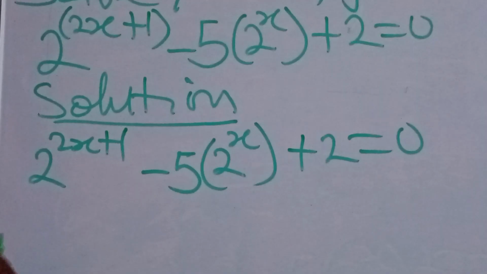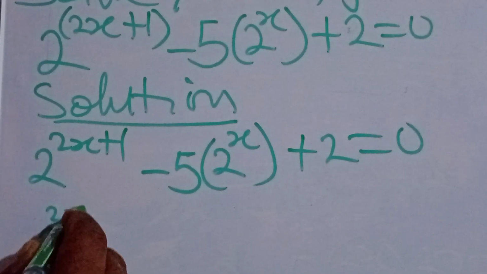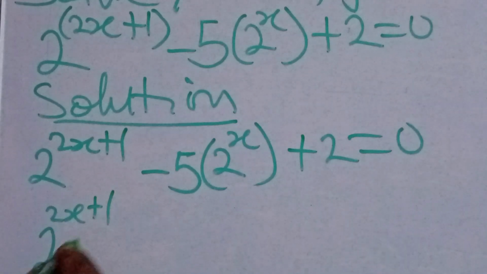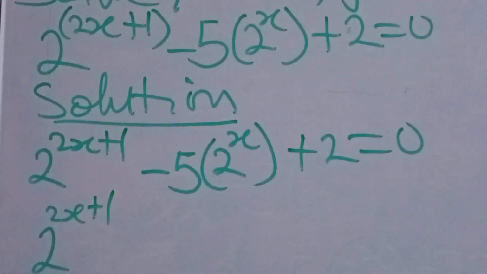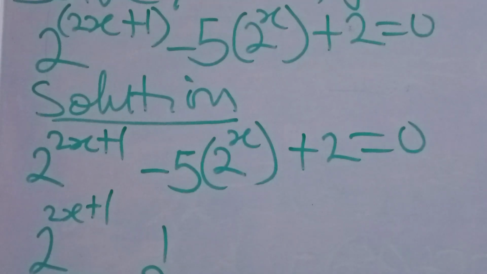The first part, we can open it. 2 power 2x plus 1, using the law of indices, law of addition. That will be 2 power 2x multiplied by 2 power 1. That means 2 raised to the power 2x plus 1 means 2 raised to the power 2x multiplied by 2 raised to the power 1. That's under the law of addition in indices. We are going to replace this one with this.